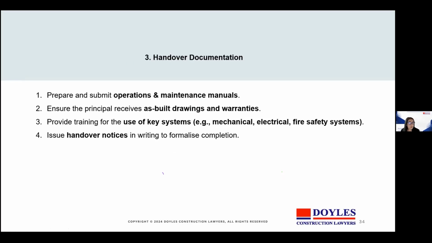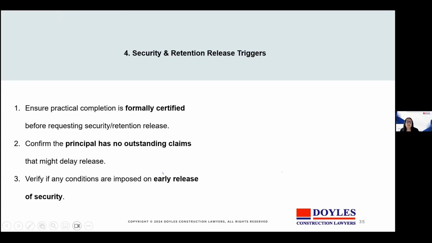Number 3, handover documentation. So these include operation manuals, as-built drawings, warranties. It sometimes involves providing training for the use of key systems, whether it's mechanical, electrical, or fire. And also, significantly, the issuing of handover notices in writing to formalise completion. These are often contractual deliverables and not afterthoughts, so it's really important that they be identified early on to ensure the practical completion process runs smoothly.